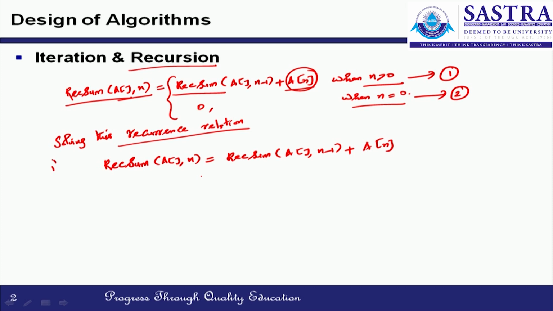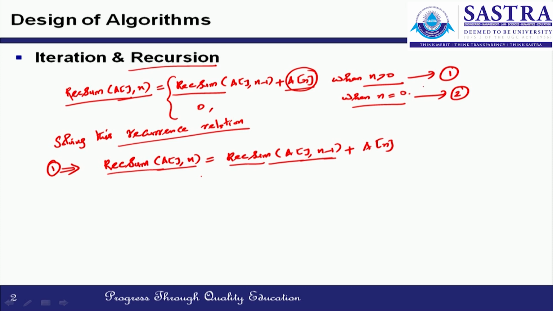Now 1 implies recursive sum of a comma n is equal to recursive sum of a array comma n minus 1 plus a of n. Initially here in the first call, n is the actual parameter. Here the actual parameter n is used to invoke the recursive sum a array comma n. This calls the first recursion here, recursive sum a array comma n minus 1 plus a of n. Now this is the next recursion. In this the actual parameter is a array comma n minus 1.